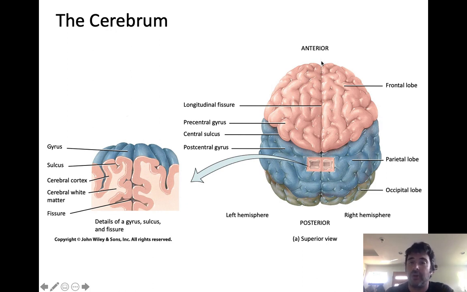So if we were to review this, if I was to say, identify the structure indicated by the line, that would be the longitudinal fissure. Identify the structure indicated by the pointer, that would be a gyrus, a sulcus. Identify the gray matter structure indicated by the pointer, that would be the cerebral cortex, and I would probably outline the whole thing. Identify the structure indicated by the pointer, that would be the cerebral white matter. And if I said identify the hemisphere of the brain indicated by the pointer, this would be the left and this would be the right hemisphere of the brain.